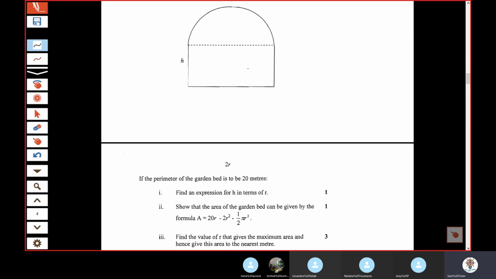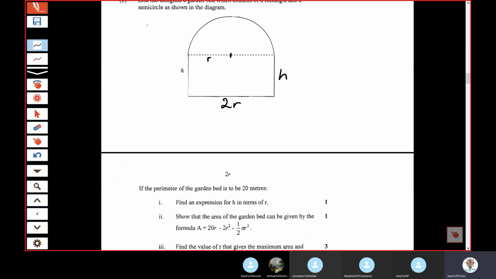If that's h and that's h, this is r. So what would this whole length be? 2r. And then what would be the top bit, this arc? What's the circumference formula? 2 pi r. But because you're going to times it by half, it becomes pi r. And then of course it's just pi r there, because we're using r anyway.